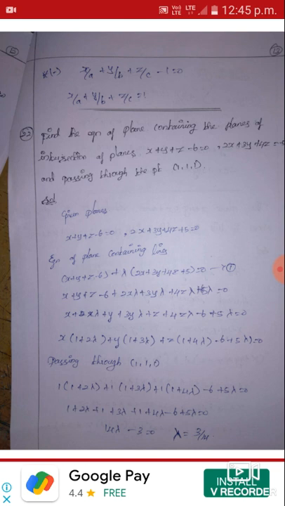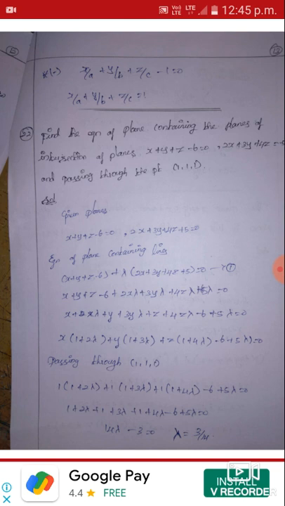Find the equation of the plane containing the line of intersection of the planes x plus y plus z minus 6 equal to 0 and 2x plus 3y plus 4z plus 5 equal to 0, passing through the point 1, 1, 1. If two planes are given, we have to write first plane plus lambda into second plane, that is x plus y plus z minus 6 plus lambda into 2x plus 3y plus 4z plus 5. If we solve, that is x into 1 plus 2 lambda plus y into 1 plus 3 lambda plus z into 1 plus 4 lambda minus 6 plus 5 lambda equal to 0.